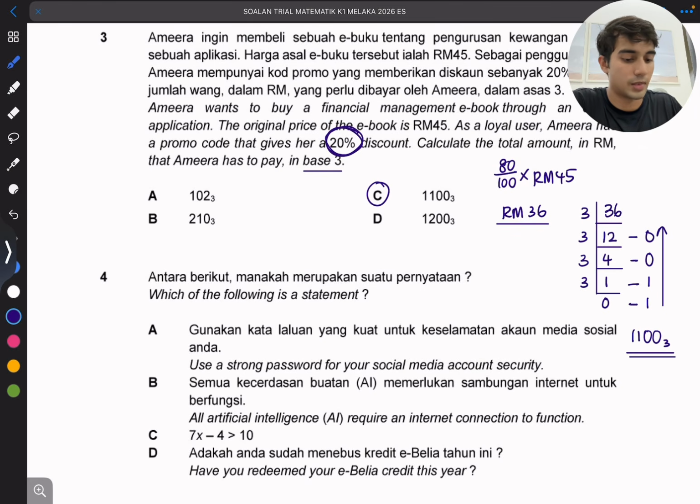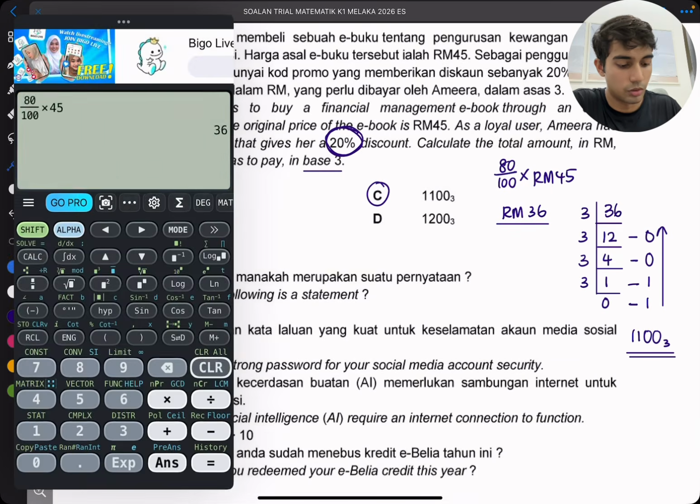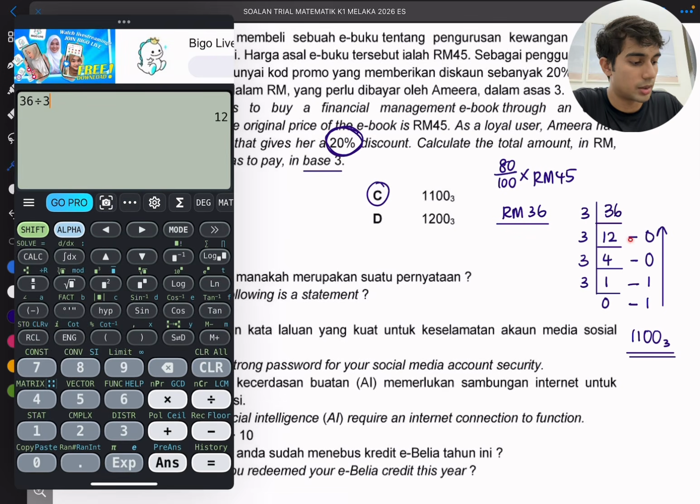See, so this is how to convert base 10 to any other base. So basically the easiest way, right, you just use your calculator. Okay, if you don't know how to do it, 36 divide 3. Okay, you get 12. That means there's no balance. And then 12 you divide it by 3. You get 4, so no balance, you write 0. And then 4 you divide it by 3.